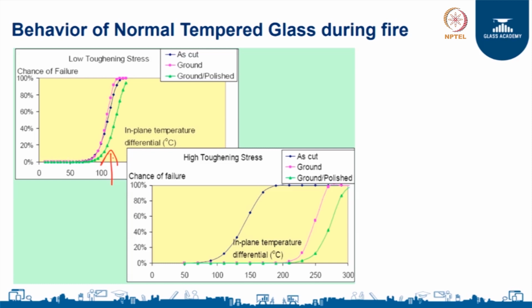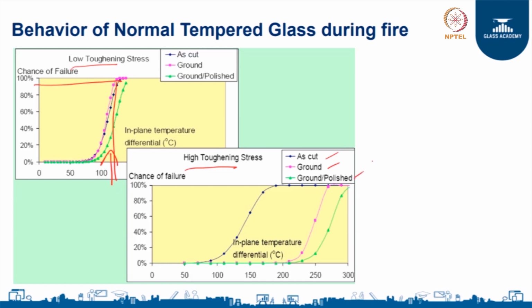Now, if you look at the graph, it says that at the temperature differential of 100 degrees, let us say the room temperature is 25 degrees, and if there was a fire and the temperature of the glass was about to reach 125 degrees, then there is close to a 90% chance of the glass breaking. This is, again, for a low toughening stress. So, when a glass is subjected to a normal toughening process, by the time the temperature differential reaches 100 degrees, there is a high chance of glass breakage. It says a 90% chance.